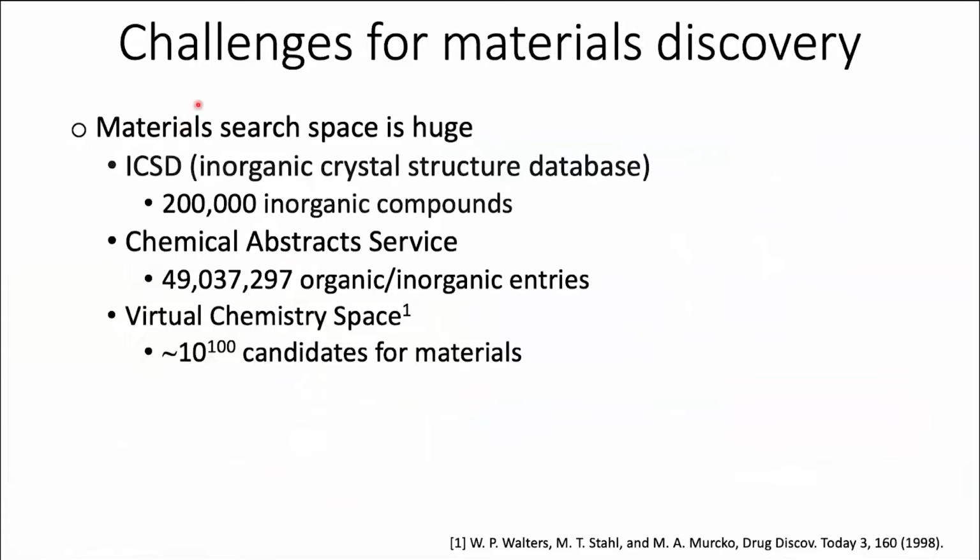Well, the first is that the materials search space is huge. If you take the ICSD, or Inorganic Crystal Structure Database, for instance, there are over 200,000 entries. Another Chemical Abstracts Service database has over 49 million organic and inorganic entries. And if you take some estimates of the virtual chemical space, the total number of possible molecules and crystal structures in the universe, you get about 10 to the 100, which is really a huge number. To give you an idea, 10 to the 100 is the estimate for the number of particles in the observable universe. So it's really a large, large number.